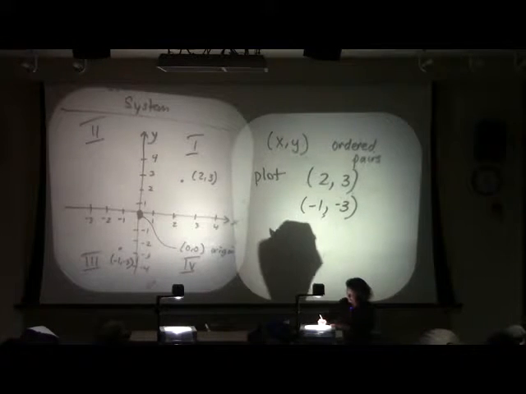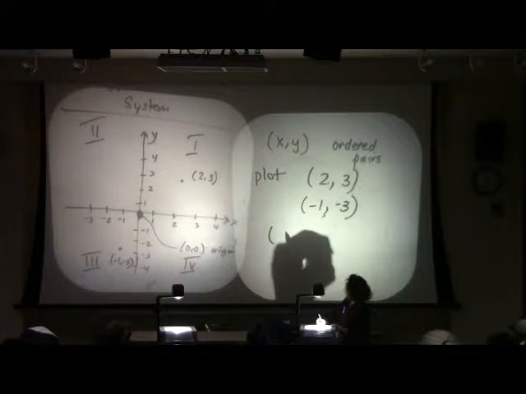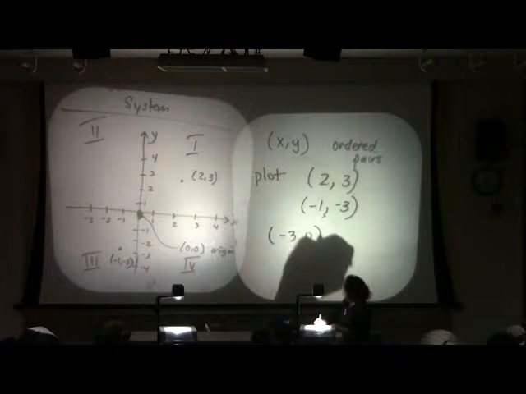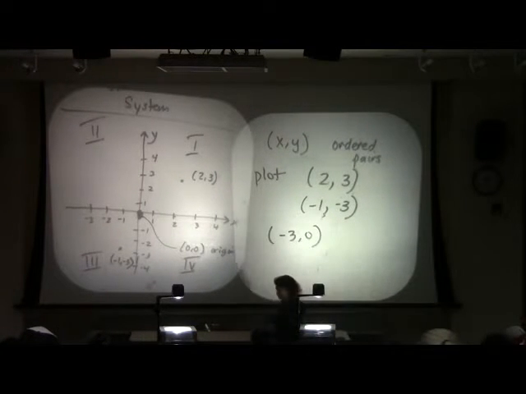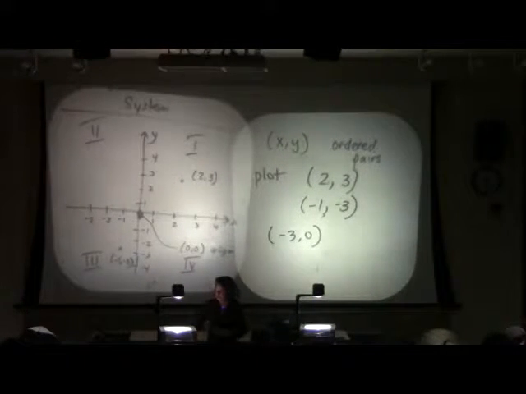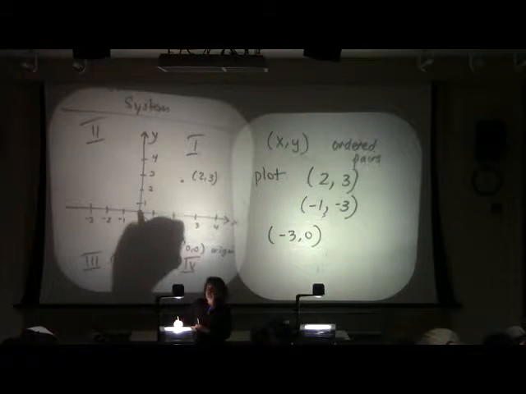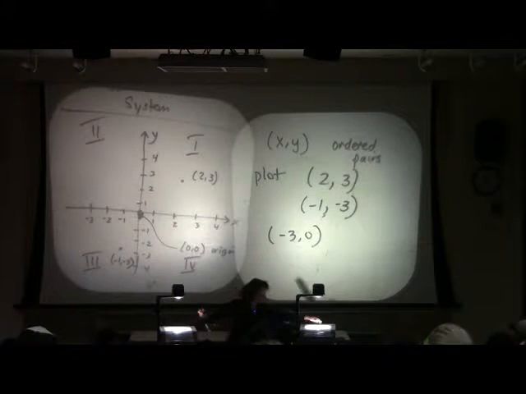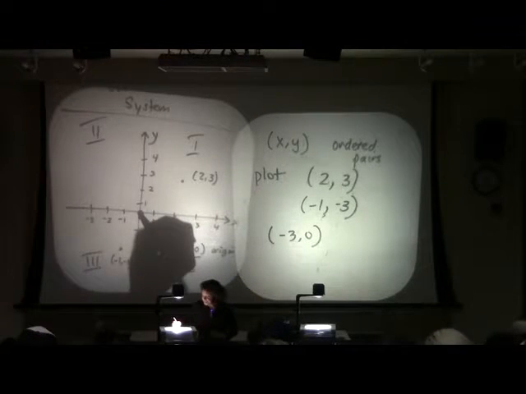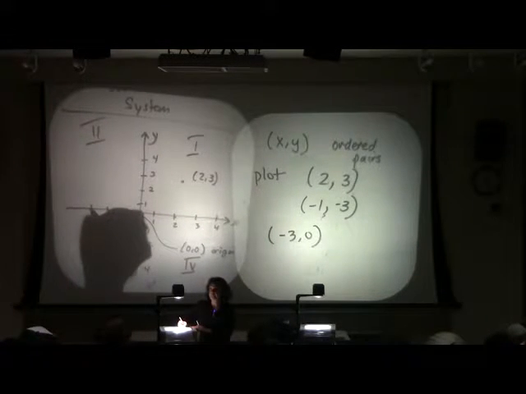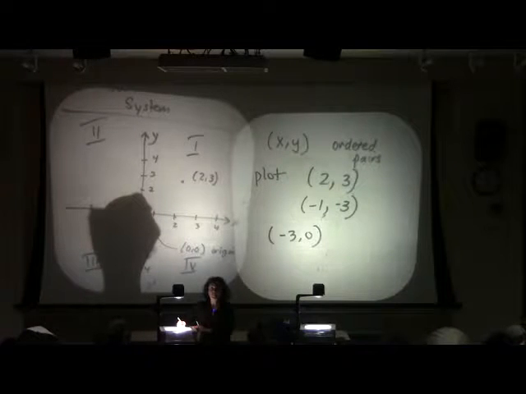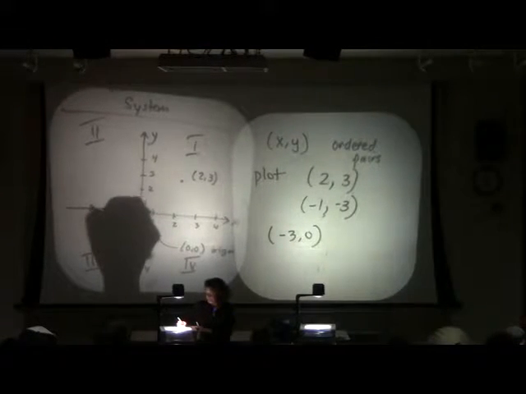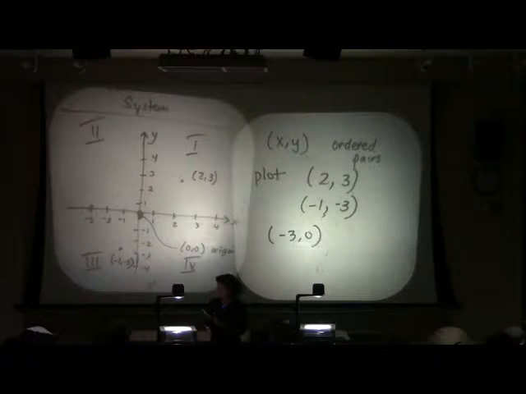What if I want you to plot the point -3, 0? What do now? You go which way from here? Okay, well, you first go to your x value. Your x value is -3. And then, since my y value is 0, do I move up or down? No, I stay put. Guys with me there?